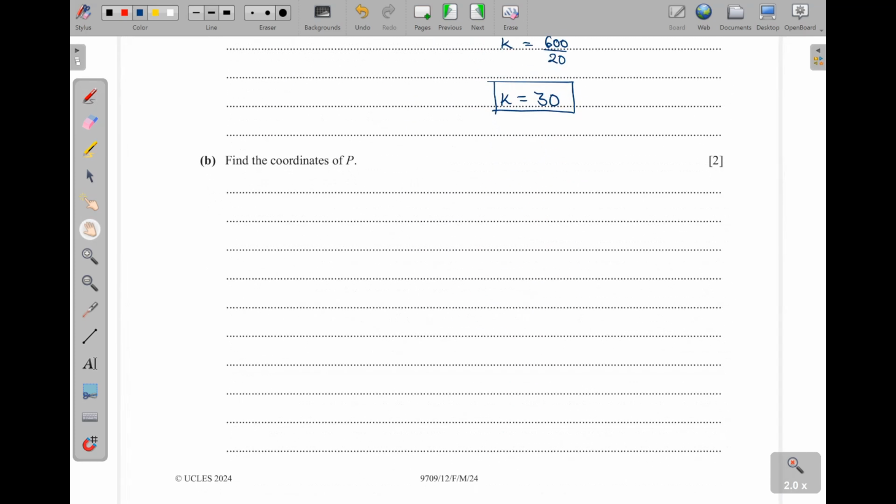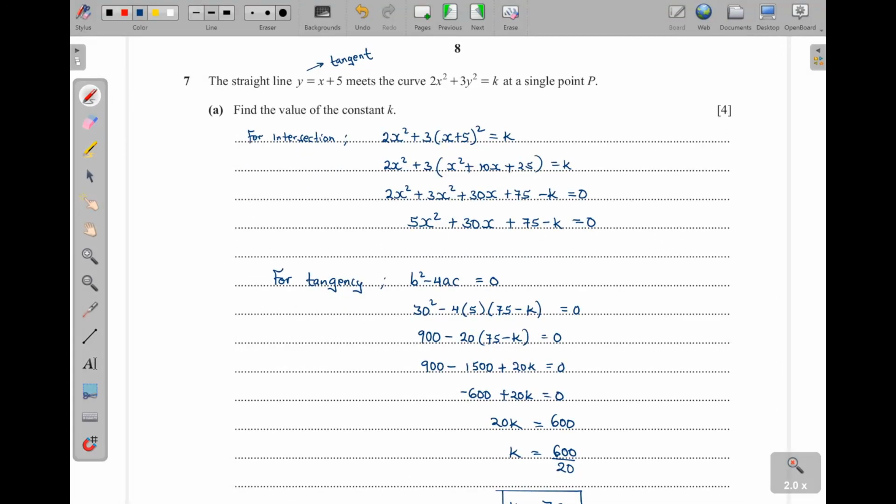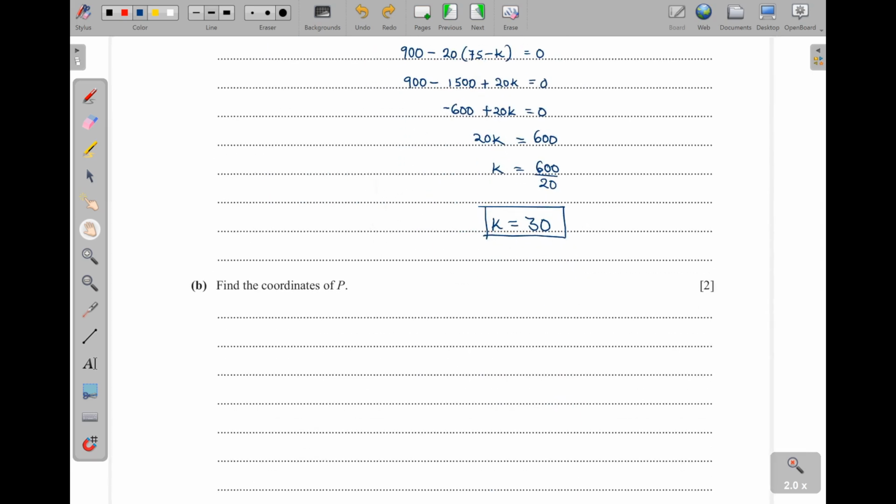Then part B, find the coordinates of P. Now, the coordinates of P, remember P is a single point of intersection, which should come from this one here, that equation we have gotten for solving those two, okay? That is where we are supposed to get the x coordinate, and then we substitute in any of these to get the y coordinate, you see? So I can substitute here. We substitute our k, which is 30, we put it here. So 75 minus 30, that one will give us 45.